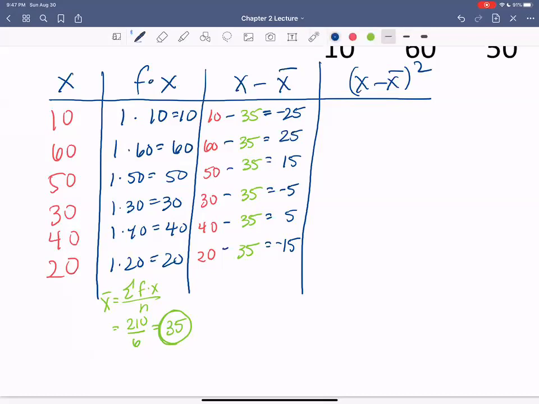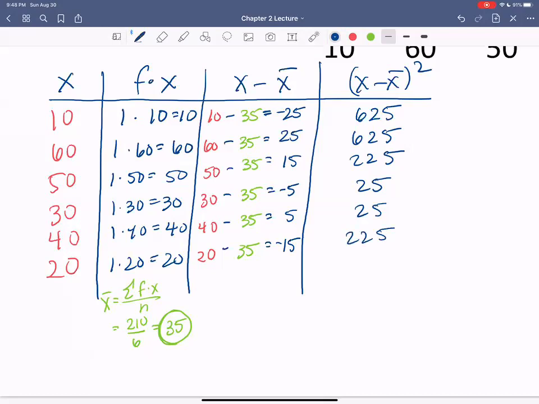Next, I take these values and I square them, and then they go here. The first one is 25 squared, which is 625. All these values should be positive. These are not the values that should be adding to 0. You can't add a bunch of positive numbers to 0. 25 squared is 625. 15 squared is 225. Negative 5 squared is 25. 5 squared is 25. And negative 15 squared is 225.